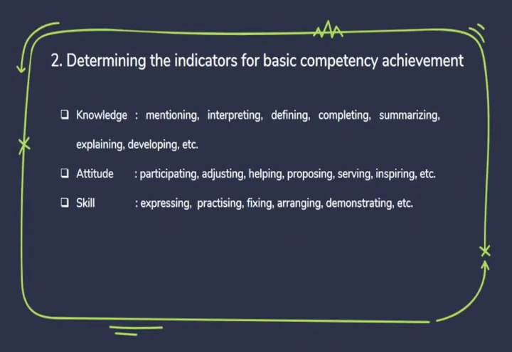Number 2, determining the indicators for basic competency achievement. Indicators reflect observable behavior to show the achievement of the basic competency, which will be used as the reference for the assessment. Indicators for achievement should be written using operational verbs covering knowledge, attitude, and skills.